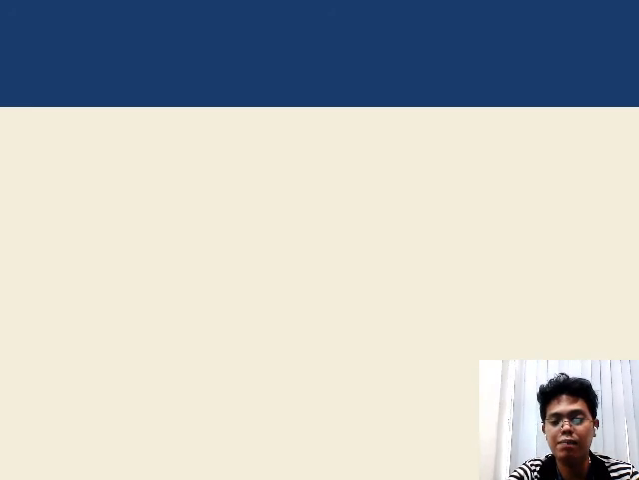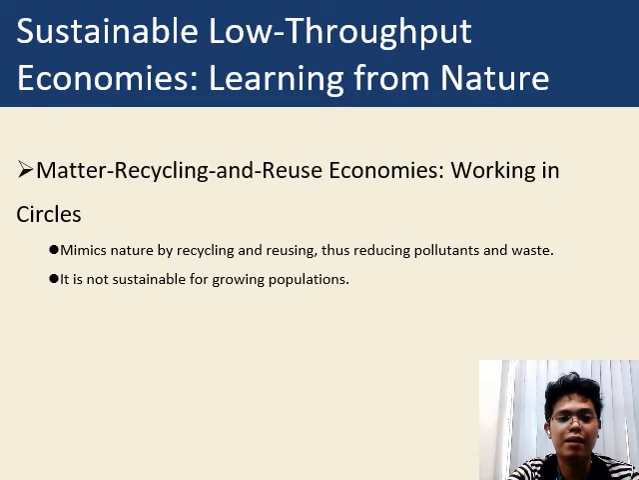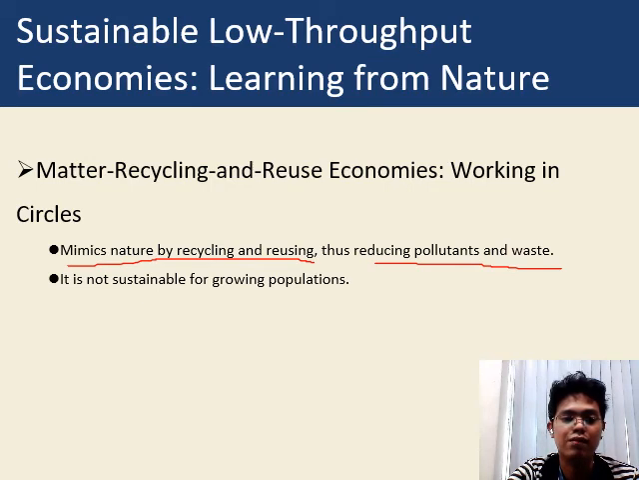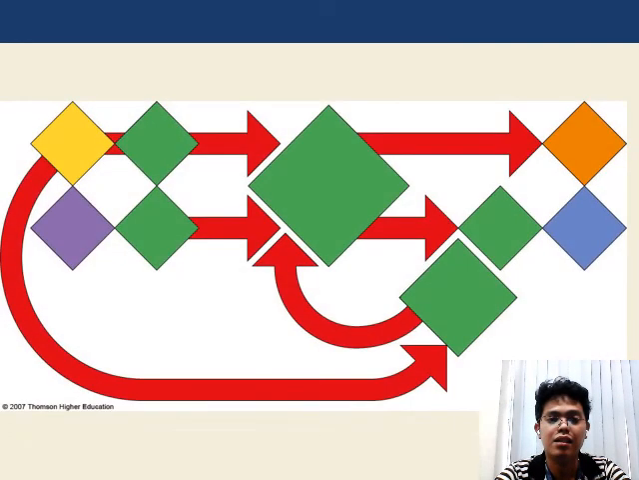So another example of a negative feedback loop system is the economy system that is sustainable low throughput economies. So they are matter recycling and reuse economies that work in circles. So these economies mimic nature by recycling and reusing, thus reducing pollutants and waste. It is not sustainable for a growing population, this type of system economy. So this is a simple illustration of a low throughput economy.